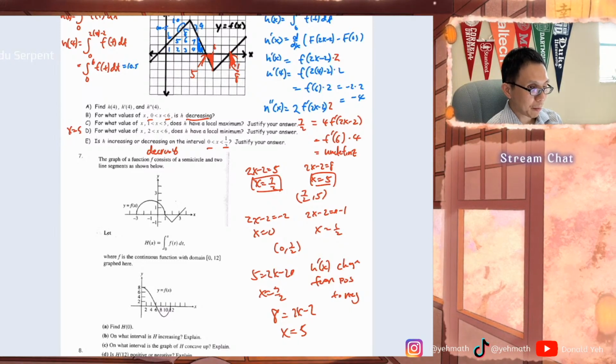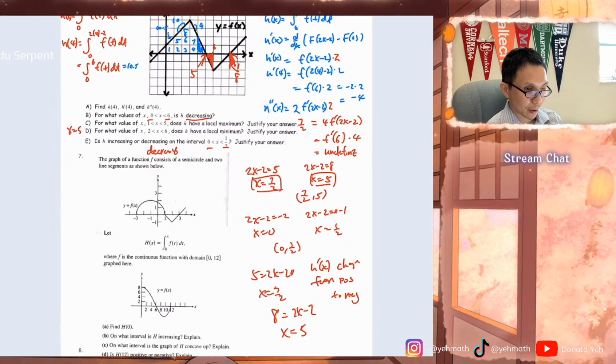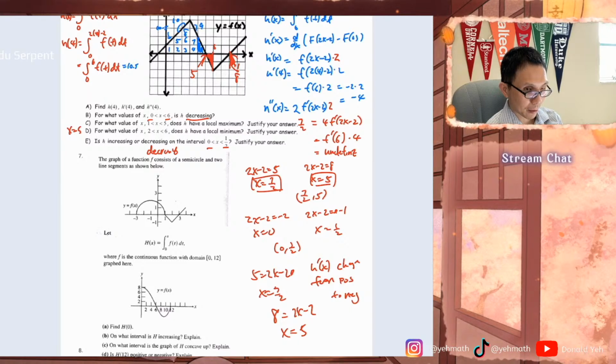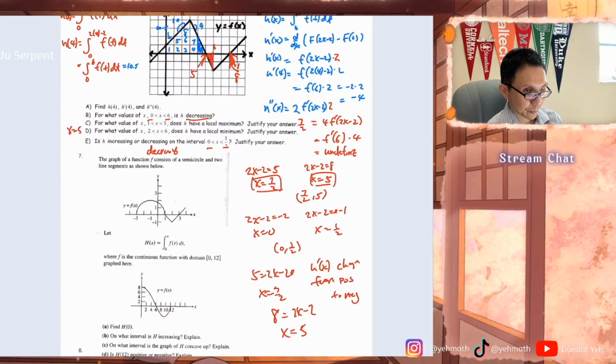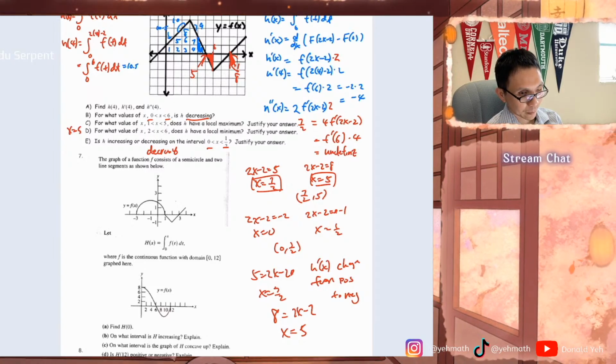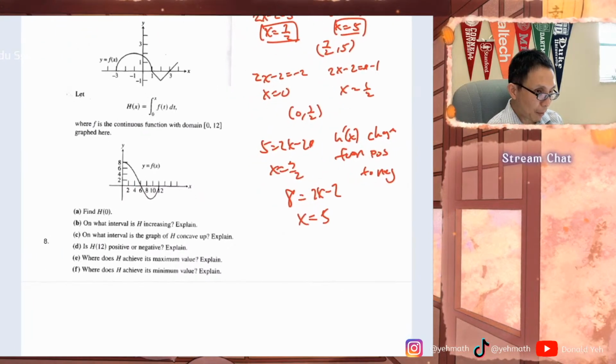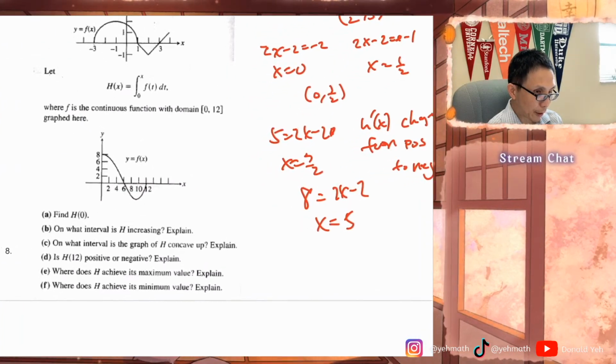So that's pretty much E also. E already answered the question. It's decreasing, so yes, it's decreasing on that part. Now, some people have a hard time with question 8, part F.